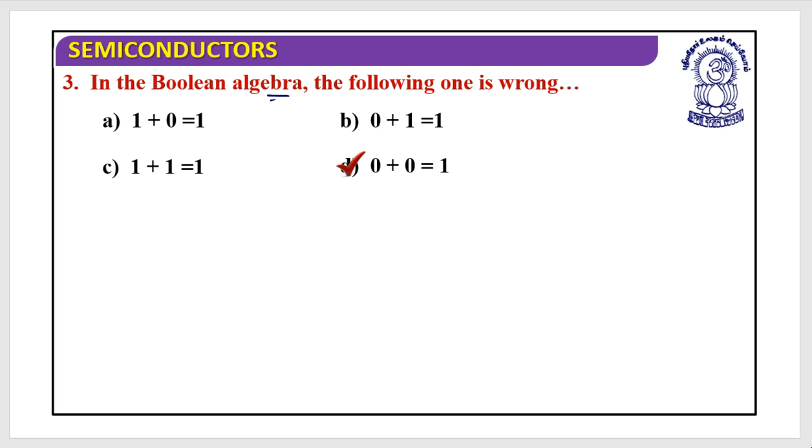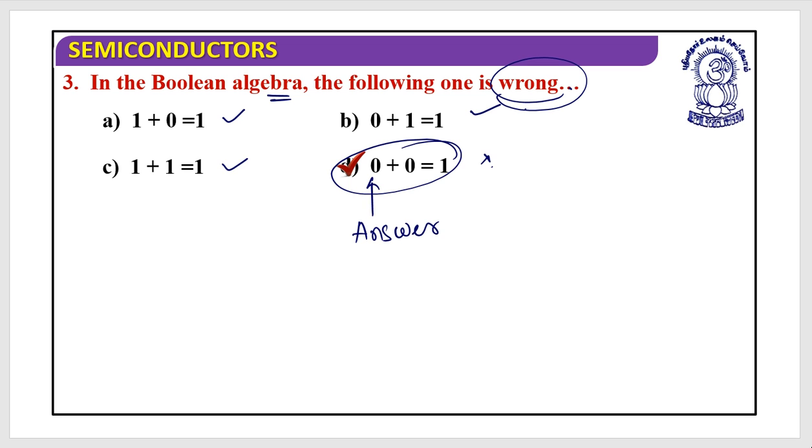Next, in Boolean algebra, which of the following is wrong? Yes, 1 plus 0 equals 1. This is correct. 1 plus 1 is 1. 0 plus 1 is 1. While 0 plus 0 is 1, no, this is not correct. As this is the wrong statement, this would be the correct answer. I hope this is clear. Is it clear?